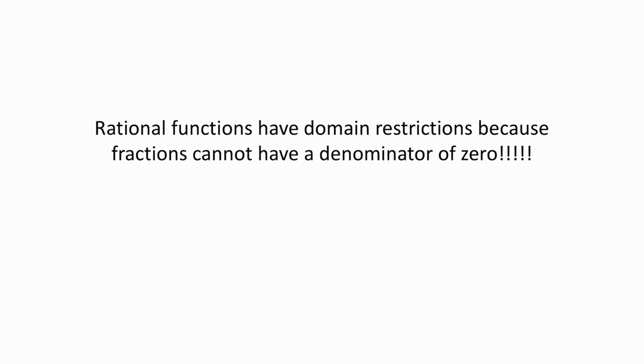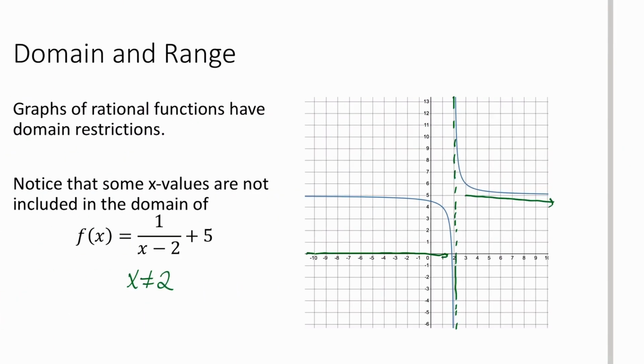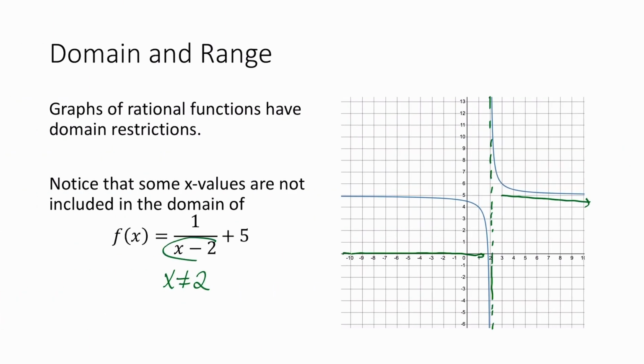So rational functions have a domain restriction because fractions cannot have a denominator of 0. Notice that in this function, if I had set x equal to 2, I would have 1 over 2 minus 2 plus 5, which gives me 1 over 0 plus 5. Okay, so 1 over 0 is undefined, so that's why we have a break in this function where x equals 2.